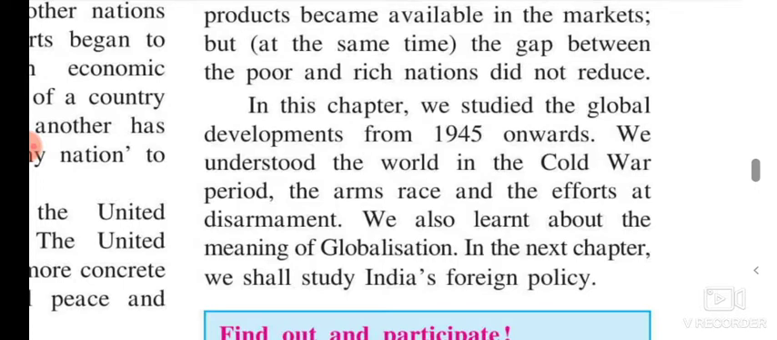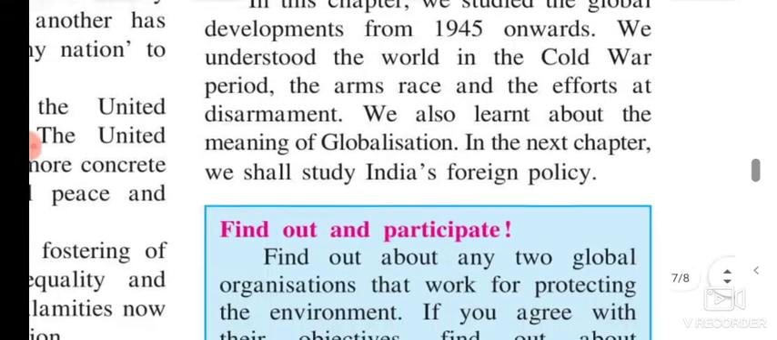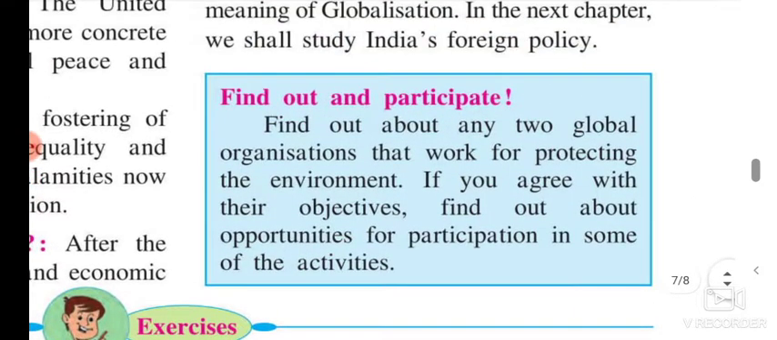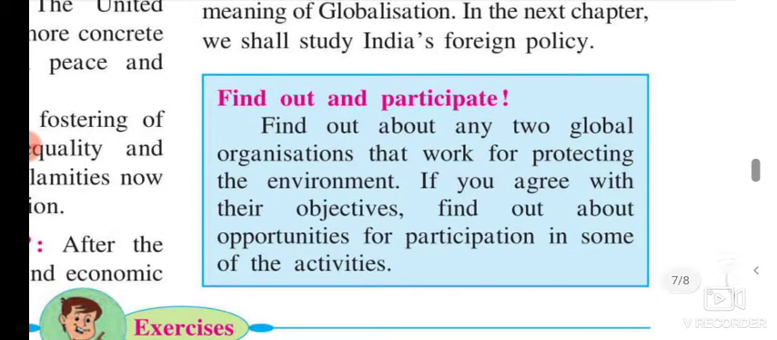We understood the world in the Cold War period, the arms race, and the effects of disarmament. We also learned about the meaning of globalization. In the next chapter, we shall study India's foreign policy. We have an activity over here. Find out and participate. Find out about any two global organizations that work for protecting the environment. If you agree with their objectives, find out about opportunities for participation in some of the activities.